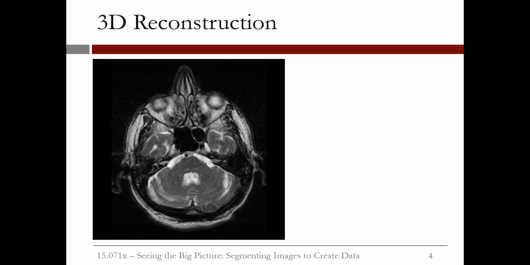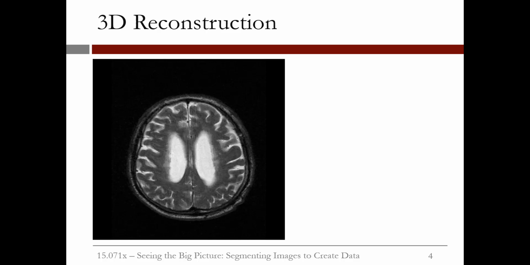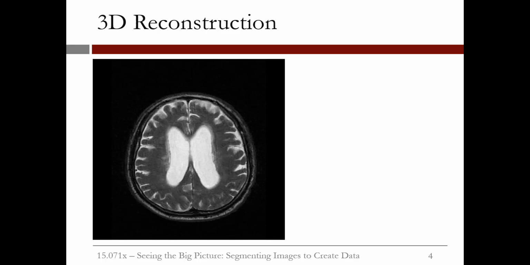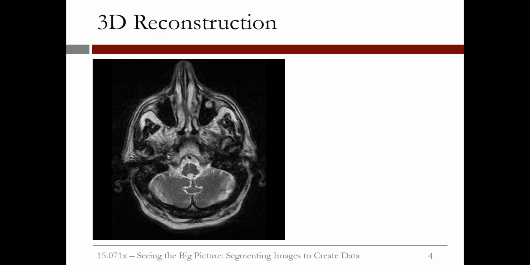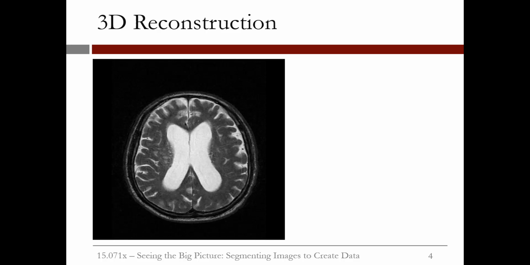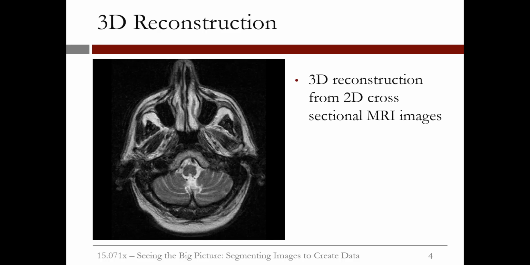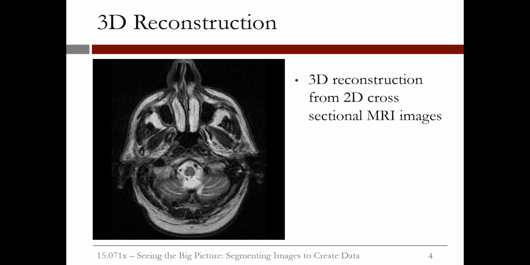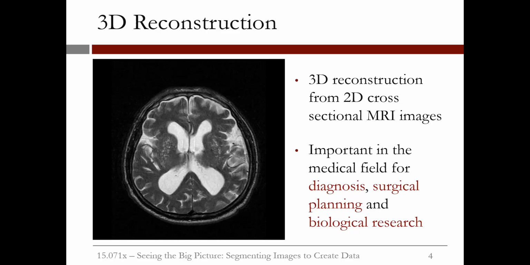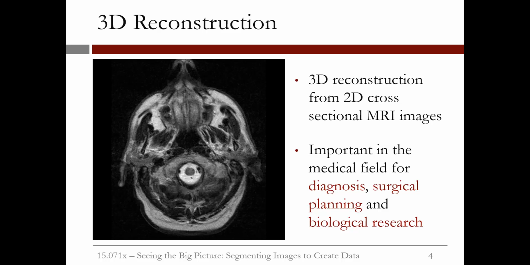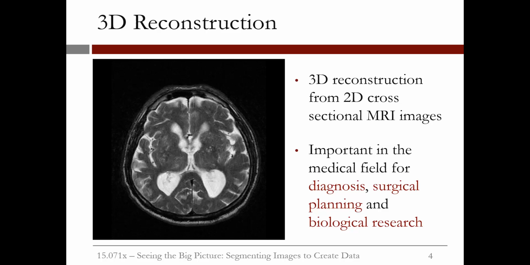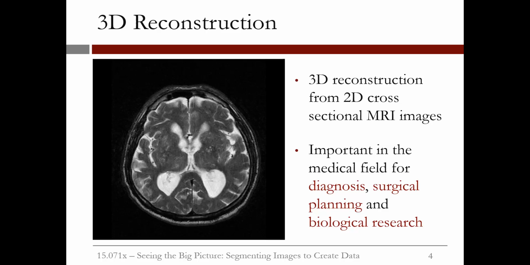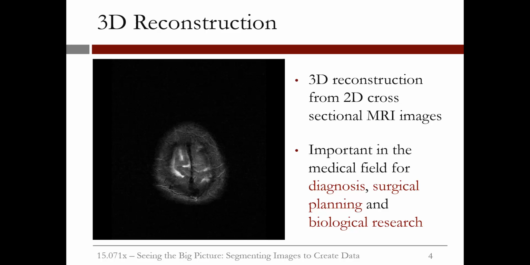Now, if we had MRI axial images taken at different sections of the brain, we could segment each image and capture the geometries of the substances at different levels. Then, by interpolating between the segmented images, we can estimate the missing slices. And we can then obtain a 3D reconstruction of the anatomy of the brain from 2D MRI cross-sections. In fact, 3D reconstruction is particularly important in the medical field for diagnosis, surgical planning, and biological research purposes. I hope that this recitation gave you a flavor of this fascinating field of image segmentation.